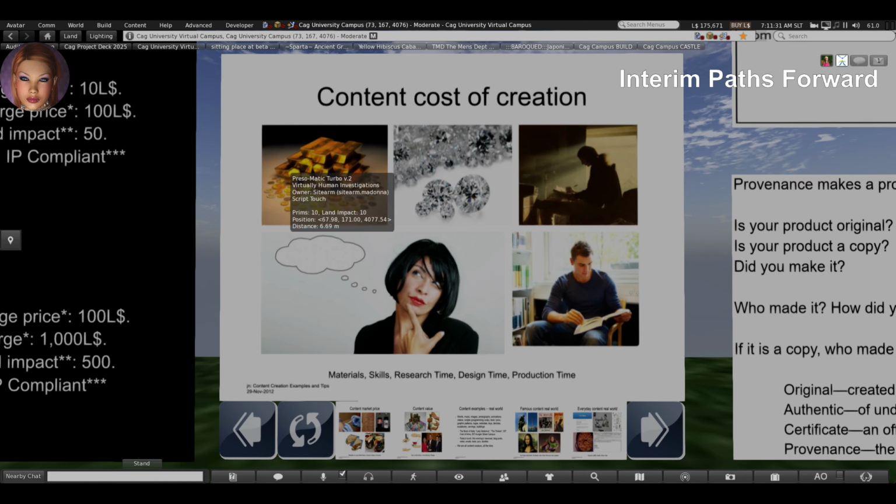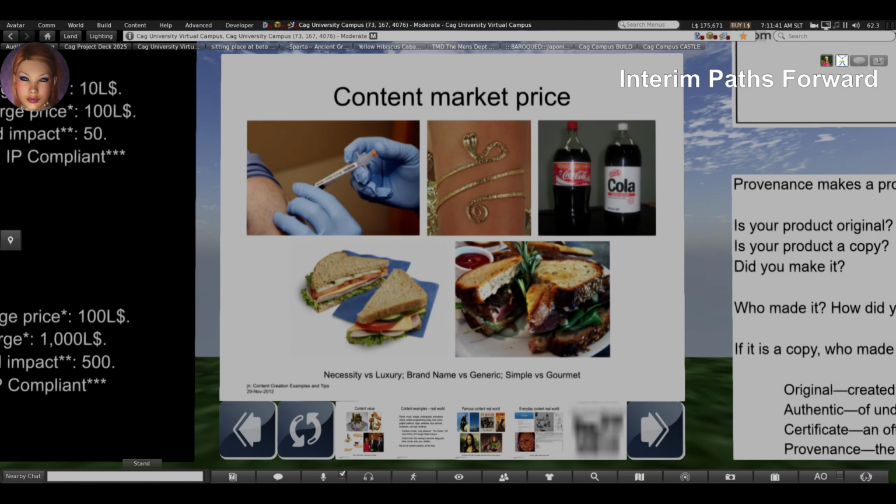Is it made of gold or diamonds? Is it made of heavy-duty thinking and imagining? Is it a result of heavy-duty research? And the price: is it generic, like a generic cola that is cheap? A cola with a brand name on it makes it extra special. Is it a generic sandwich? Is it a super custom sandwich that you can only get at a certain restaurant?